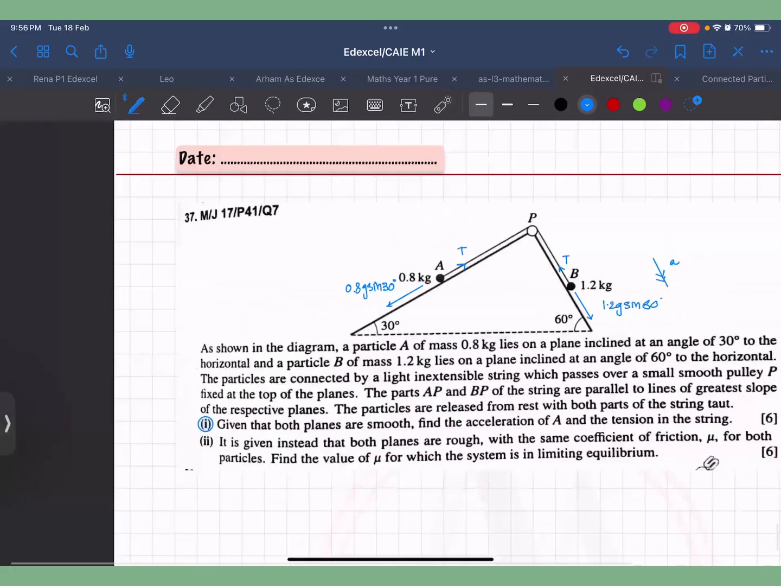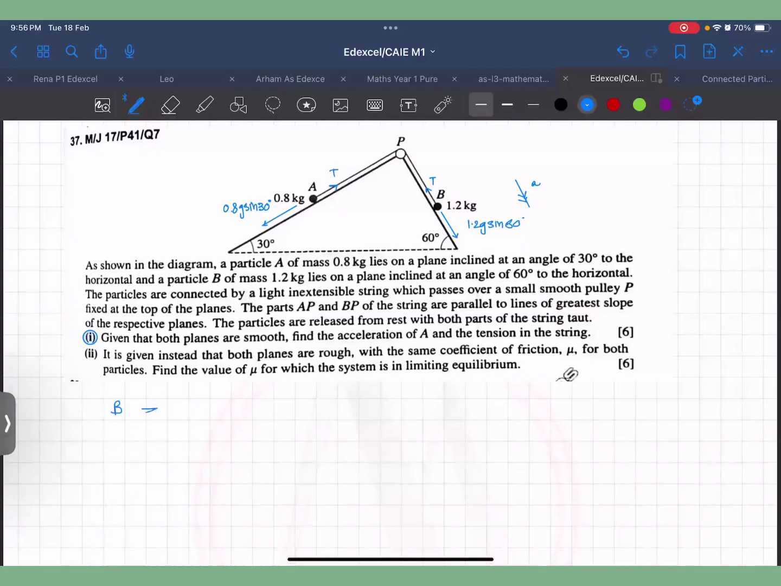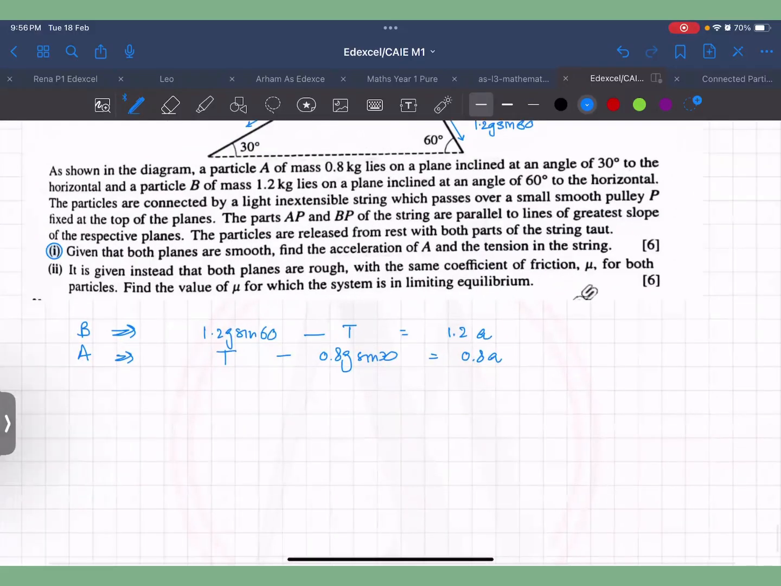So following this assumption, we form the equations for B and for A. If B is going down, this means the weight component is bigger. So 1.2 g sine 60 minus tension is equal to 1.2a. Then for A, which is going up, the tension would be bigger. So tension minus 0.8 g sine 30 is equal to 0.8a. So the tension cancels out.